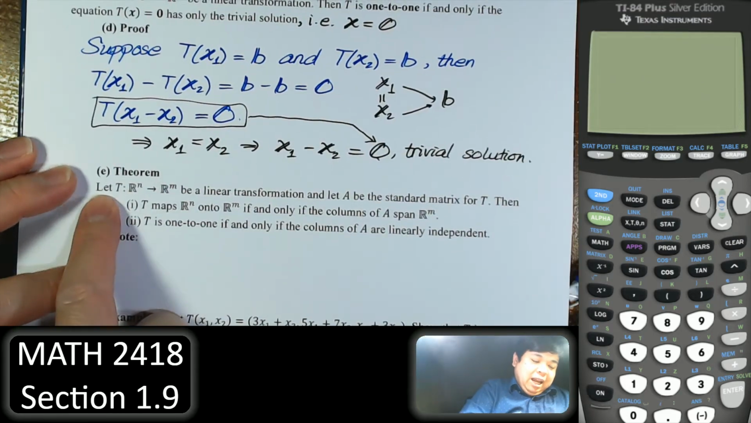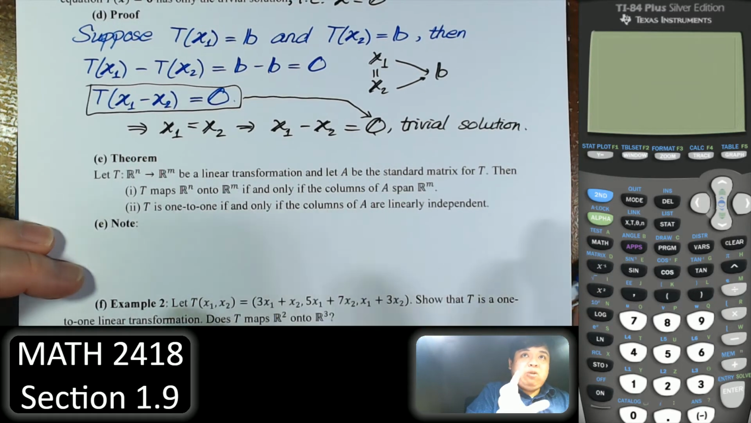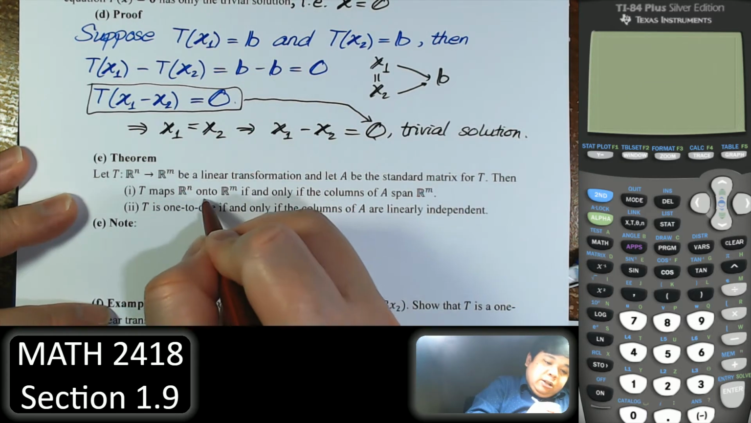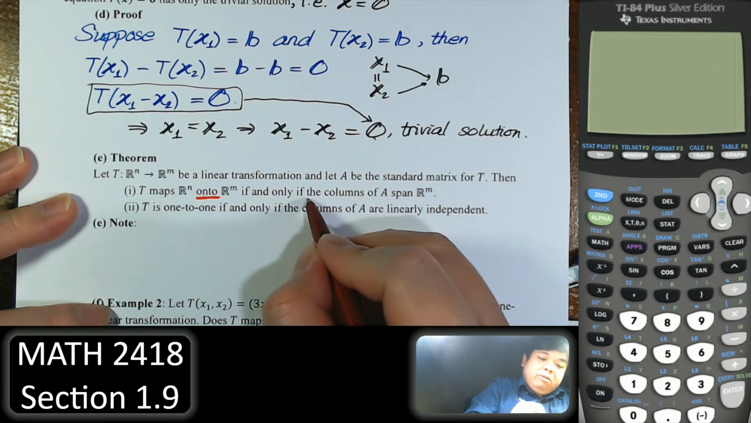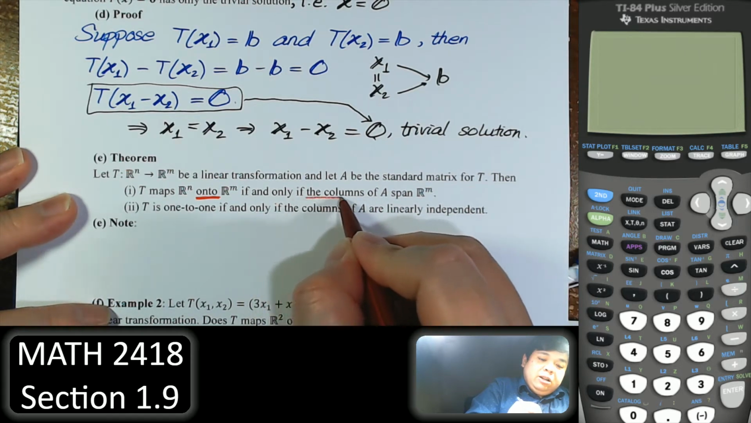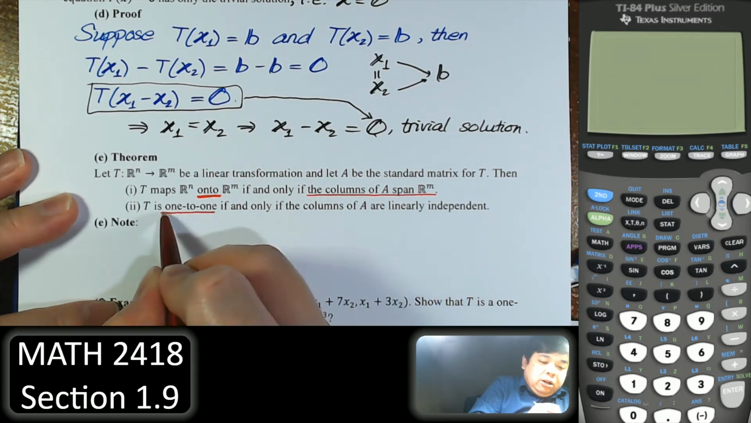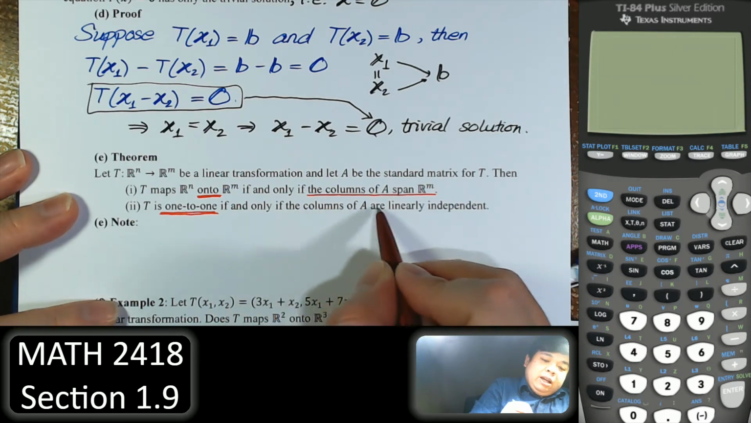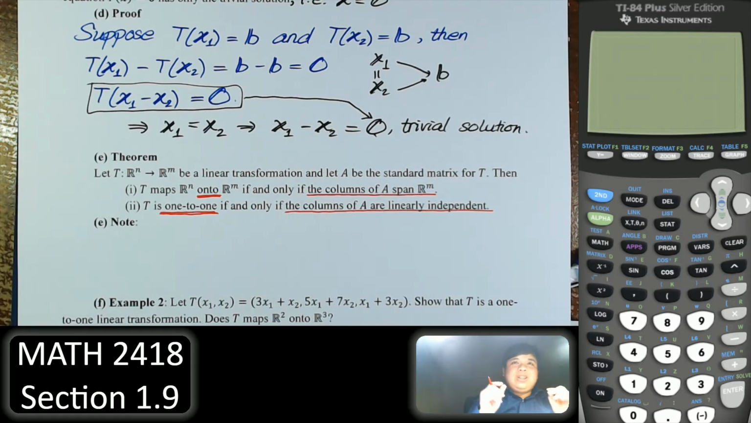Let T from Rn to Rm be a linear transformation, and let A be the standard matrix for it. Then T is onto if and only if the columns of A span Rm. It is 1 to 1 if and only if the columns of A are linearly independent. So we have the concepts of span and linear independence.